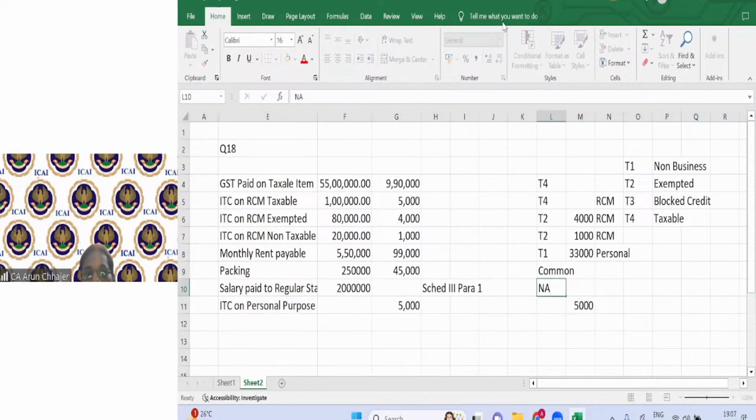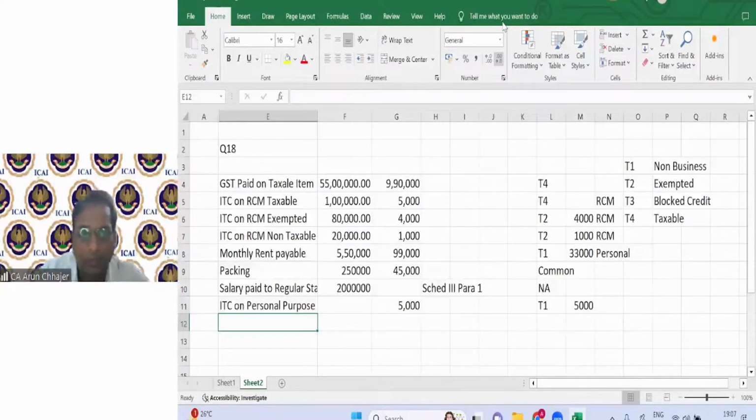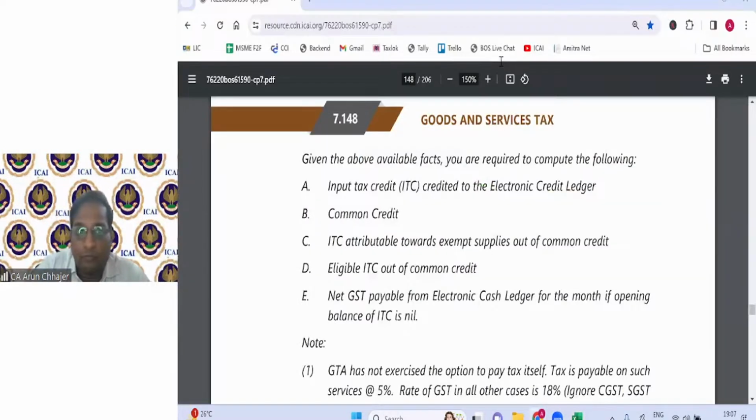Salary paid, not applicable. ITC on the personal purpose, we can say again either T1, or you can say ITC is not available on the block because of Section 17 subsection 10. Now let's move further.